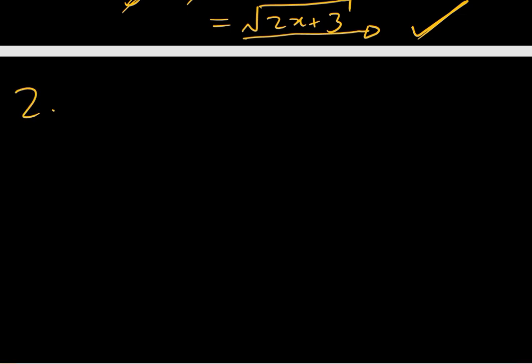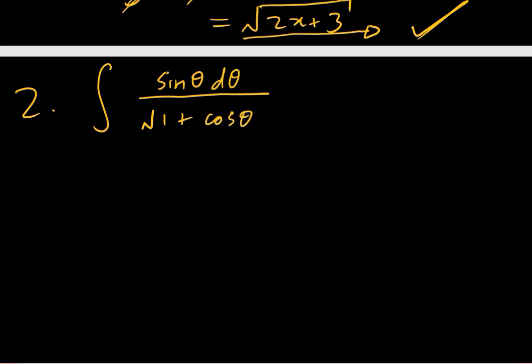And now for number 2, a little bit more complicated. So now we're taking the integral of sine theta d theta all over the square root of 1 plus cosine theta. Let's draw that square root nicely. So again, we're going to use substitution, but now we need to be a little bit more creative, maybe. Maybe not, let's see. So I'll say let u equal, and we're going to see a nice trick here. So let u equal 1 plus cosine theta.